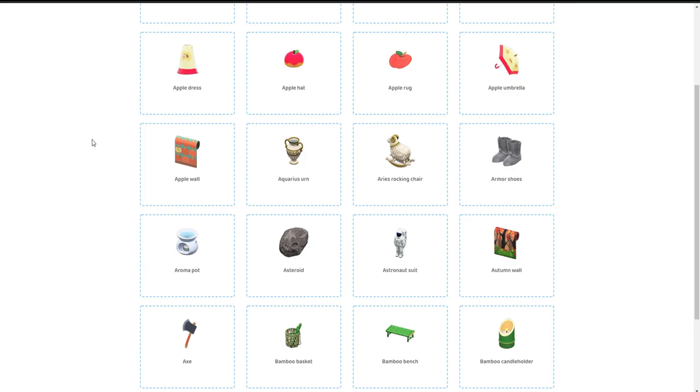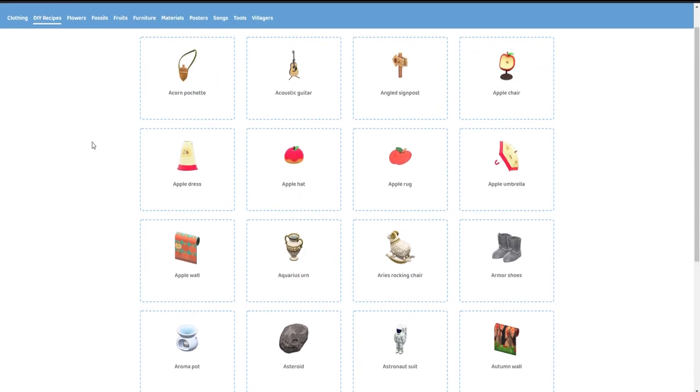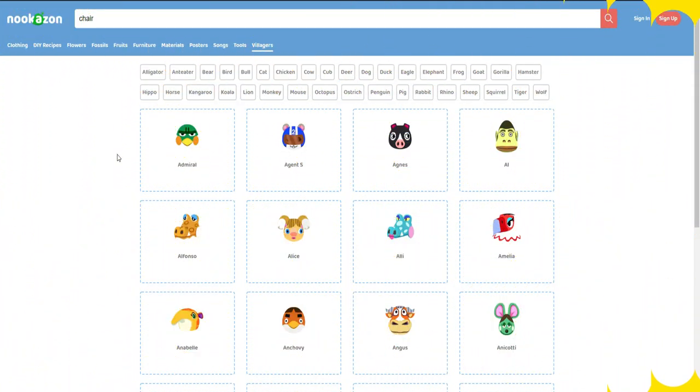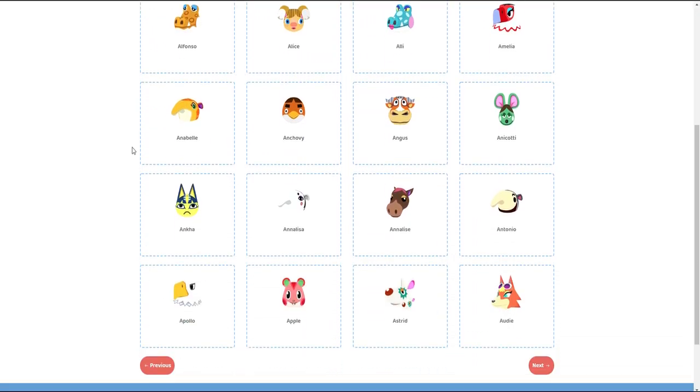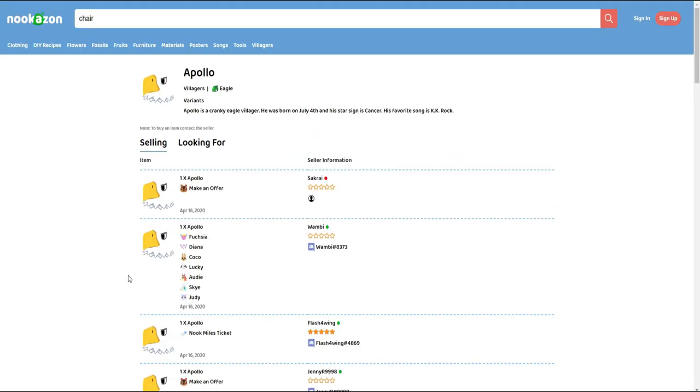Let's take another look at some other things here, and I'm just going to browse through this very quickly so that you guys can have a general idea, and I want to point out a few things. Villagers. Okay, so you can buy, sell, and trade villagers. So say for example, let's look at Apollo. I like Apollo.